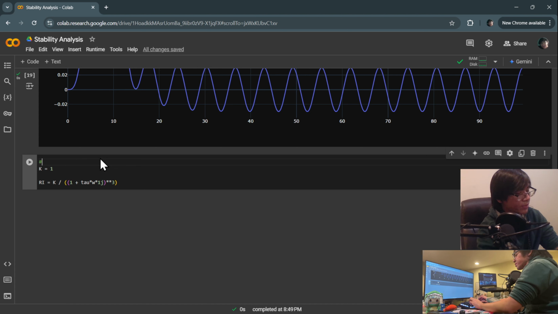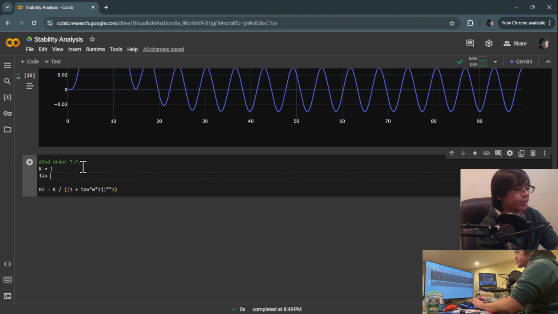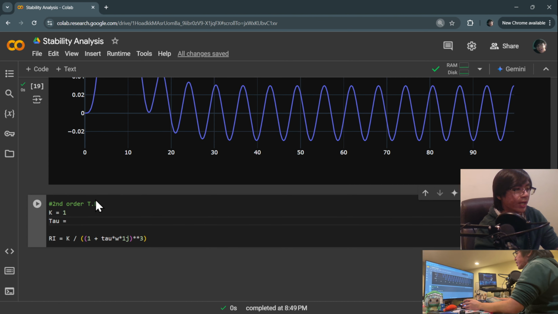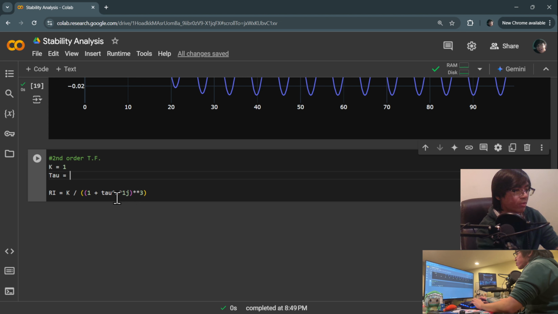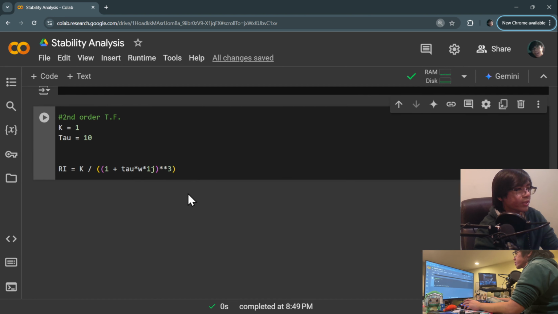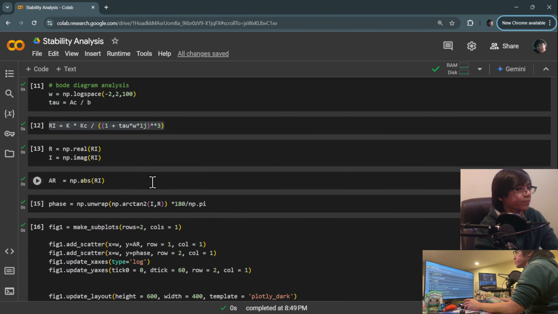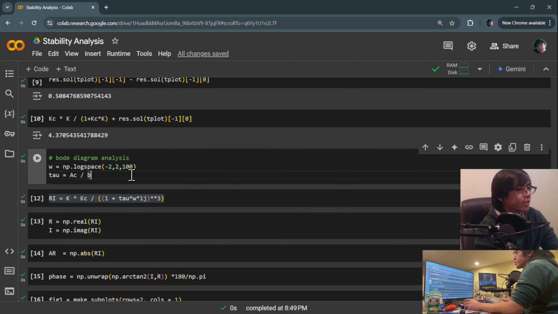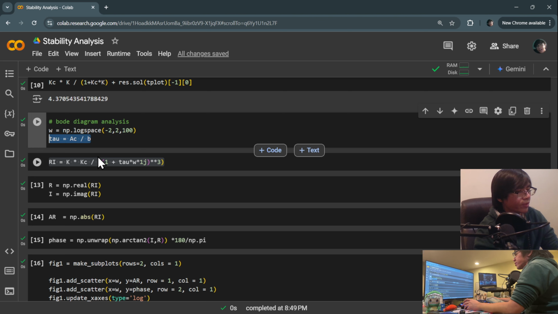I guess I can put that second order, that is an at sign, a transfer function. A is 1. I think tau is 10. Remember our omega cannot be 1 over tau, because that's when we'll see our peak. So it should be 1 over tau, which is 1 over 10, that'll be 0.1. Anything else I'm missing? I think it's just k and tau, and I have an omega defined already. Pretty sure we did np log space somewhere up here. Right here. We don't really need to redefine a tau.